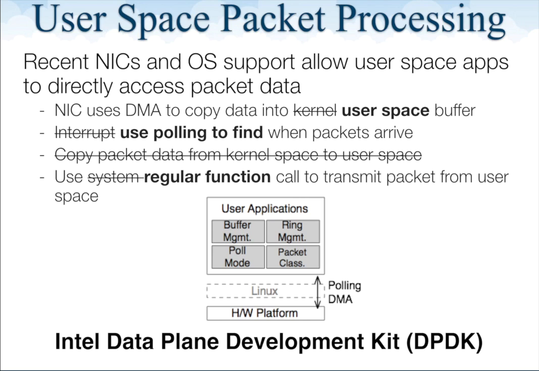And finally, because we're not using the operating system to interface with the networking card, if our user application wants to send a packet back out of the network card, it just needs to issue a regular function call. It doesn't have to use a system call anymore because our user space application is able to directly work with the driver to send the packet back out of the network card. So this is something that's provided by DPDK.